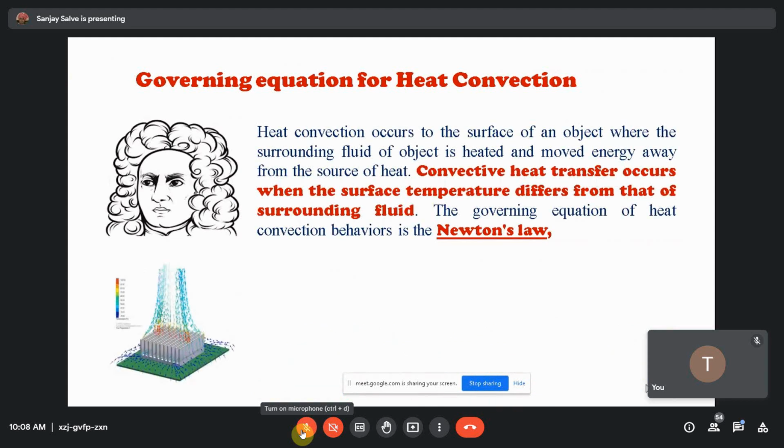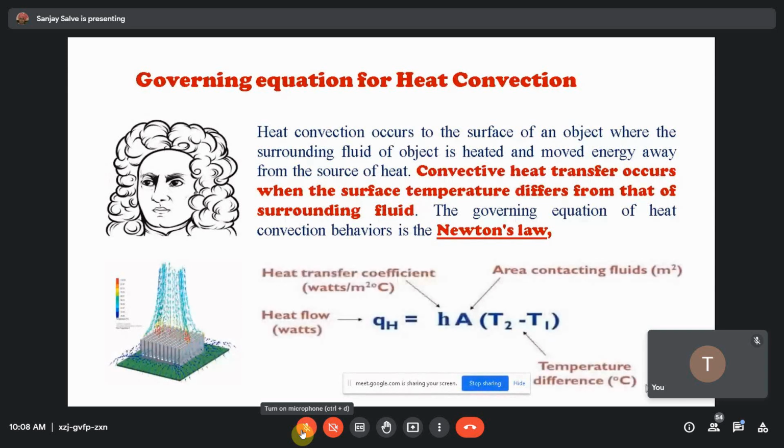Now we also talk about the governing equation of convection. So Newton's law of cooling is applied for this, and we come to know that h is the heat transfer coefficient, and its unit is watt per meter square per degree Celsius.